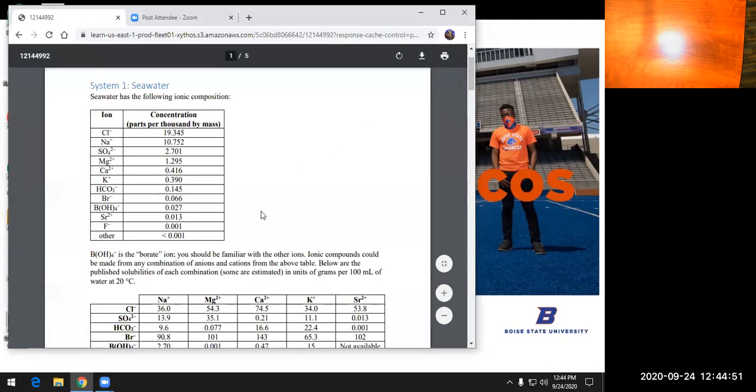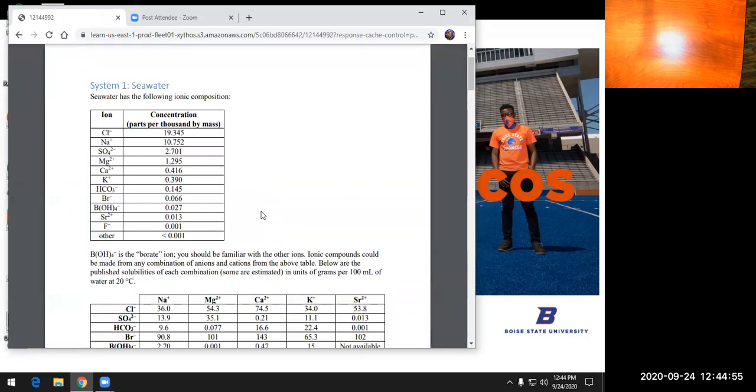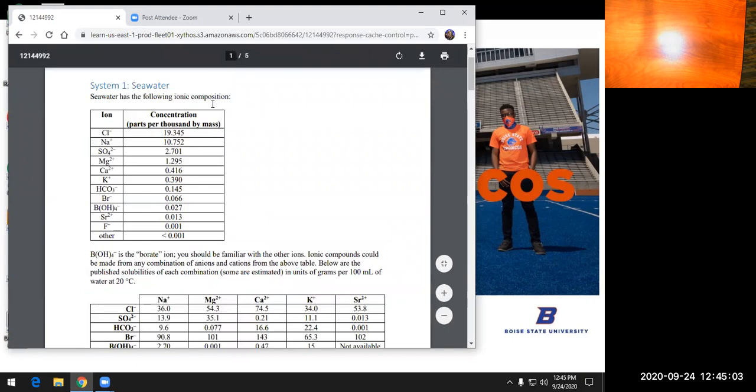Okay, so we have 4 systems that are going to form the context for the questions that are being asked for the exam. The first one is seawater, and the information that I am providing you with here are the concentrations of the main ions that are in seawater.